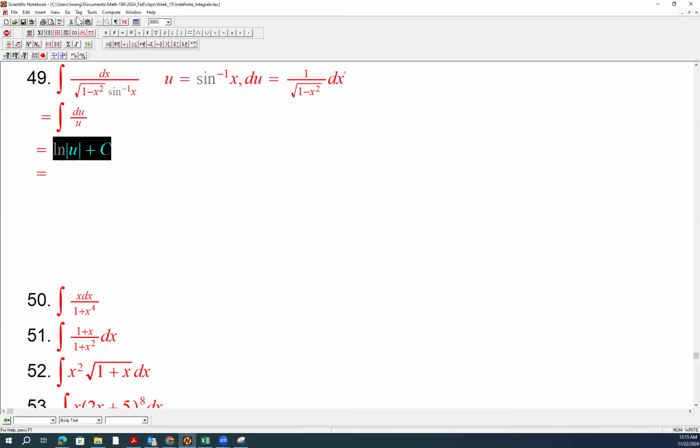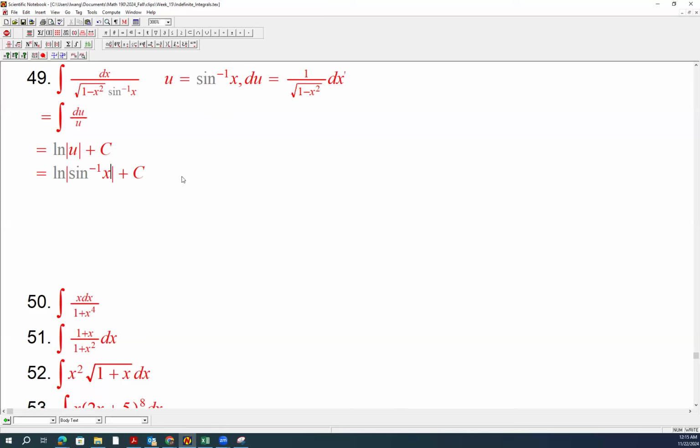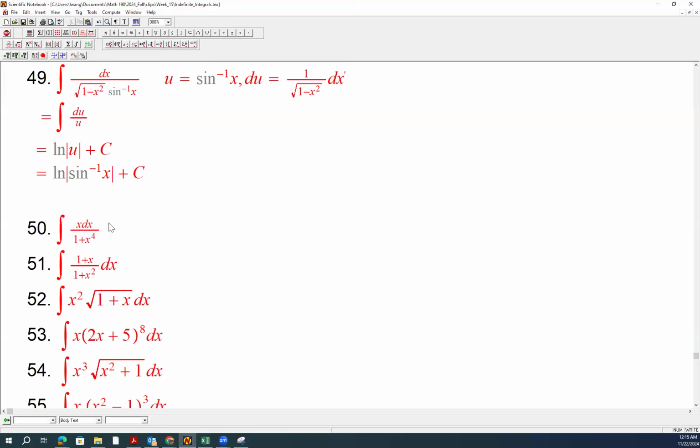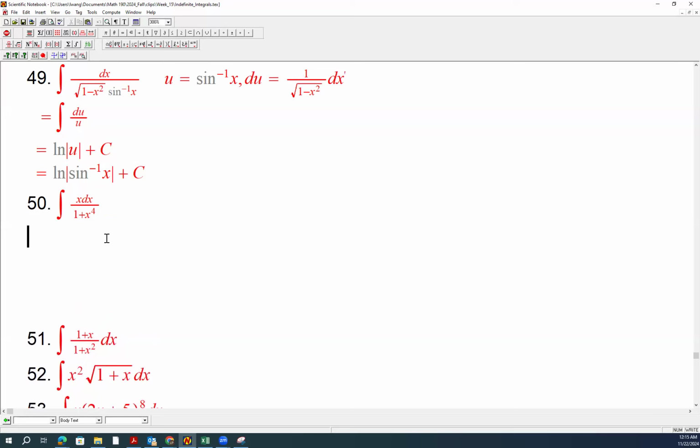Equals ln u. You may think, if I'm going to draw it, can I drop the absolute value sign? The answer is no, because the range of arc sine is between negative pi over 2 to pi over 2 inclusive. All right, we got to 50.